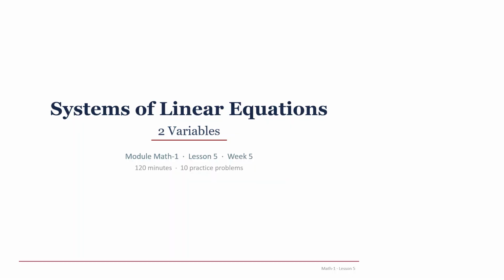Welcome to Math, Week 5, Systems of Linear Equations in Two Variables. Today we will solve two-variable systems by substitution and elimination. We will classify the three possible outcomes, which are unique solution, no solution, or infinitely many solutions, and we will meet the 2 by 2 determinant as the numerical fingerprint of that classification.